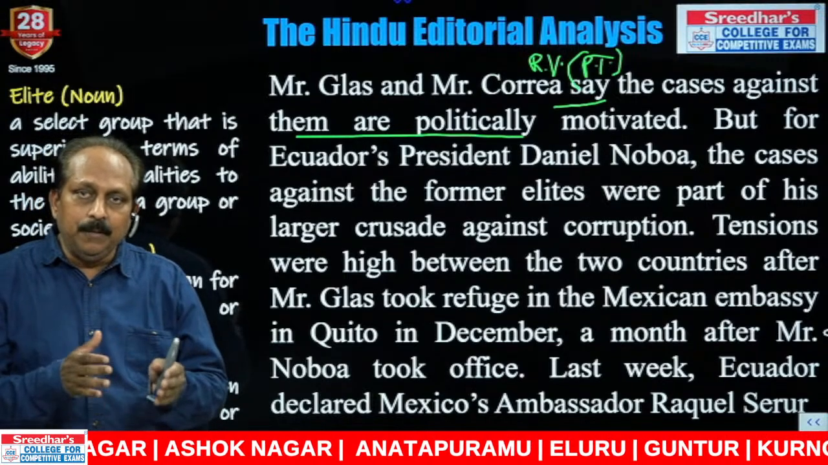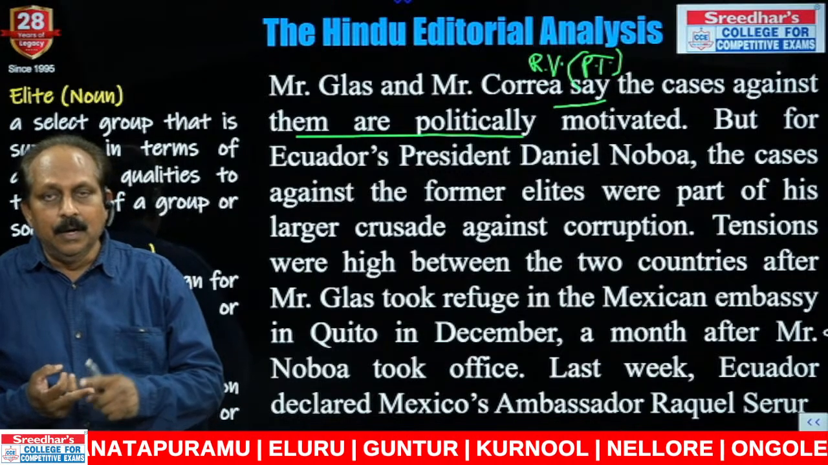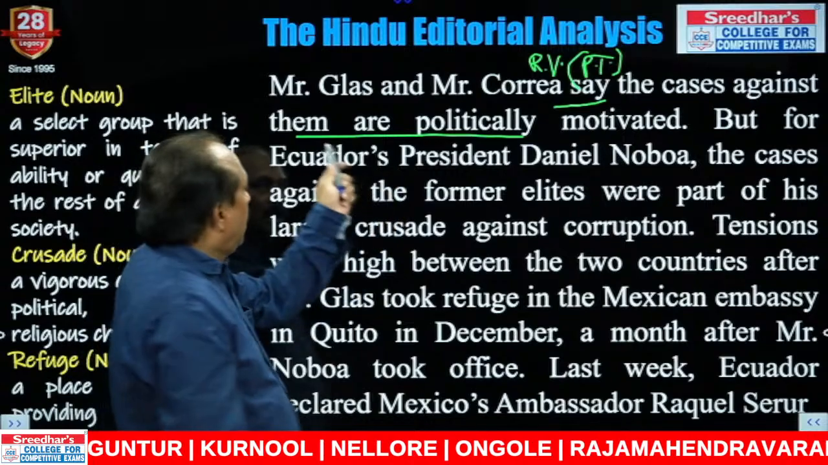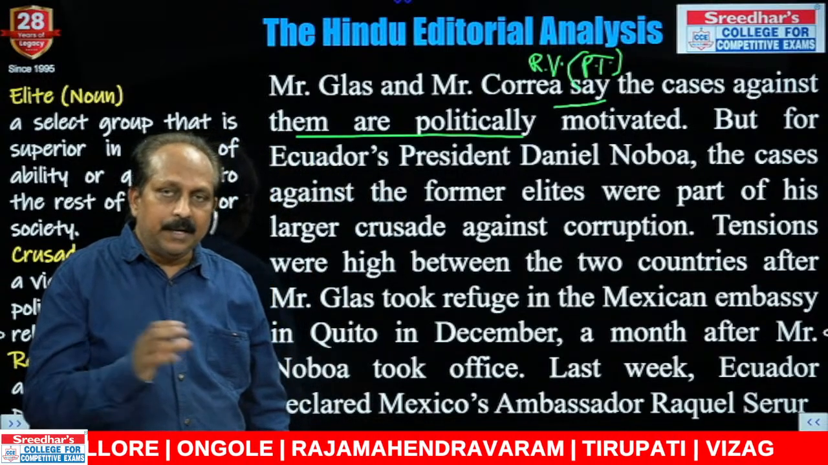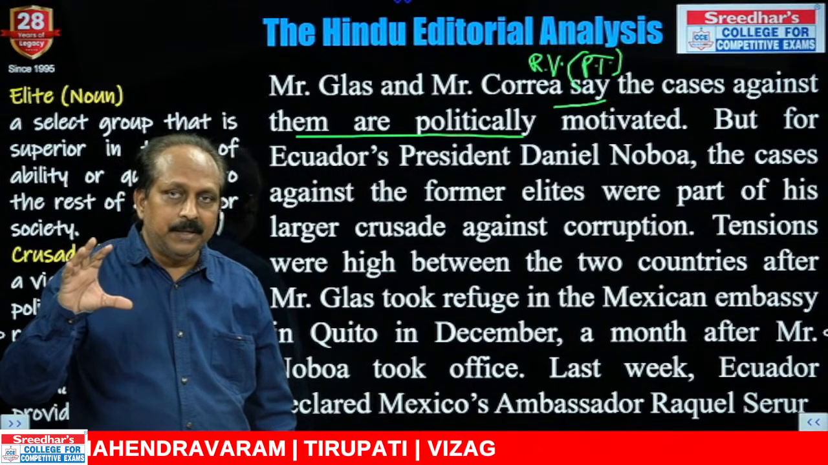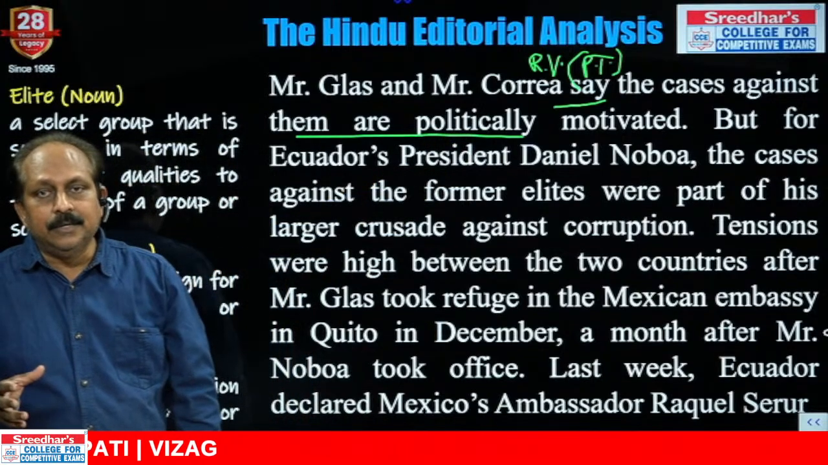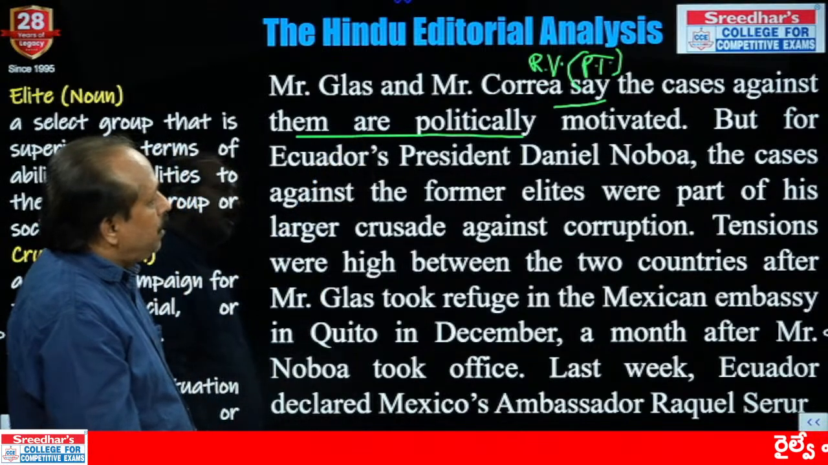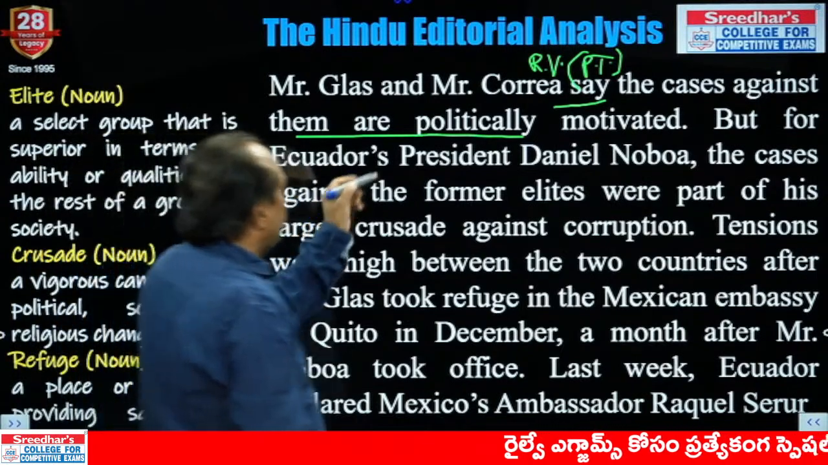If the reporting verb is in present tense, present perfect, or future, the tenses don't change to a corresponding past tense. Here, they say the cases are politically motivated. The cases are politically motivated, direct present tense, actual statement. Because the reporting verb is in present, the tense does not change. Present does not change to past. Mr. Glass and Mr. Correa say the cases against them are politically motivated. See, here it is in present.